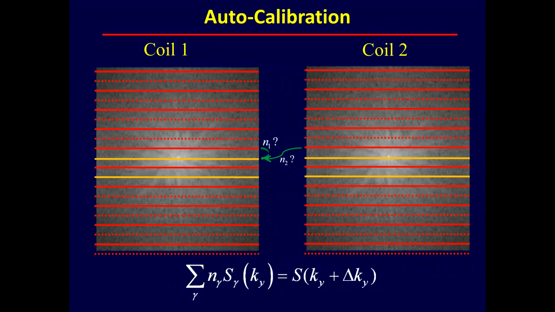And once you calibrate, that means you already know what N1 and N2 are. And then what you need to do is basically apply the same N1 and N2 throughout the k-space. You know how to calculate from here to here, right? Because you already calibrated. And the next step is to calculate from here to here, from here to here, and so on and so forth. So you can fill out the entire k-space. But this auto-calibration step is very important because that enables you to calculate the N1 and N2, the linear coefficients.